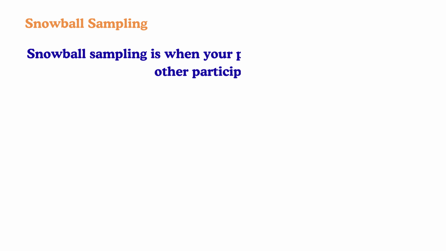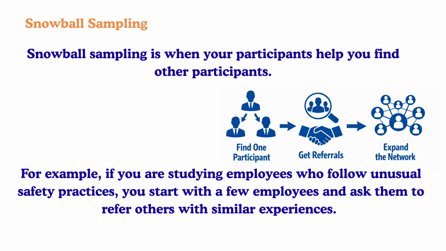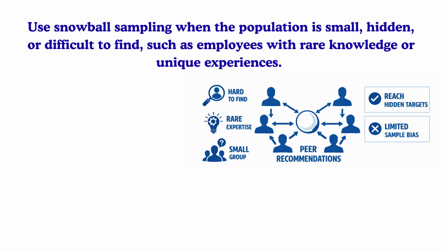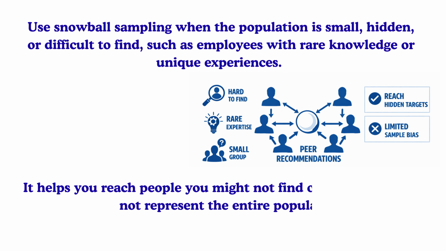Snowball sampling. Snowball sampling is when your participants help you find other participants. For example, if you are studying employees who follow unusual safety practices, you start with a few employees and ask them to refer others with similar experiences. This is useful for hard-to-reach or specialized groups. Use snowball sampling when the population is small, hidden, or difficult to find, such as employees with rare knowledge or unique experiences. It helps you reach people you might not find otherwise, but it may not represent the entire population.